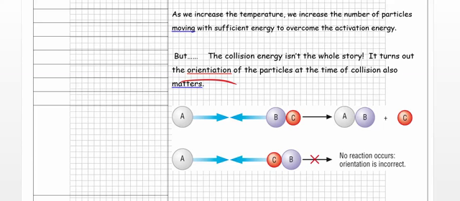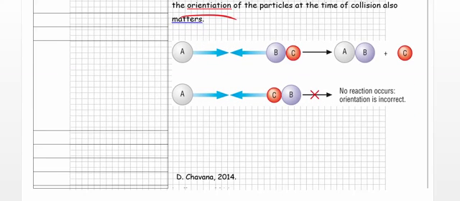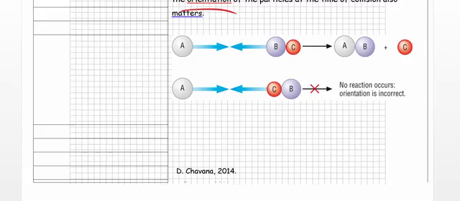But look at this second experiment right here. We have A plus CB, but the CB or BC is not oriented correctly, all right? There's sufficient kinetic energy, but there's just not the right orientation, right? So let's kind of summarize what we've got. In order to have a successful reaction, two things have to happen. You have to have sufficient kinetic energy, but you also have to have the right orientation, right? You have to have the right orientation.